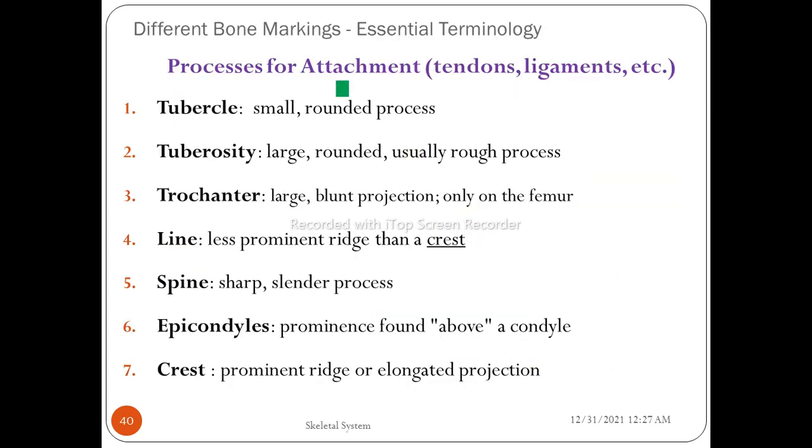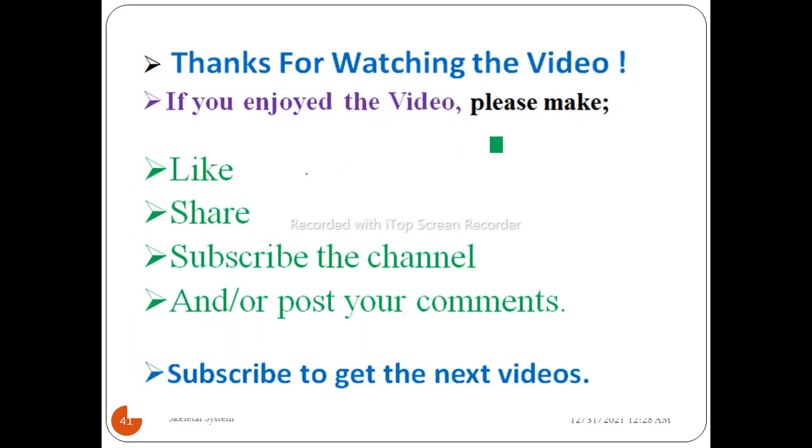In the processes, the different bone markings are for attachment of tendons and ligaments: tubercle, a small rounded process, and tuberosity, which I showed you. So trochanter, line, spine, epicondyle and crest are under the processes.